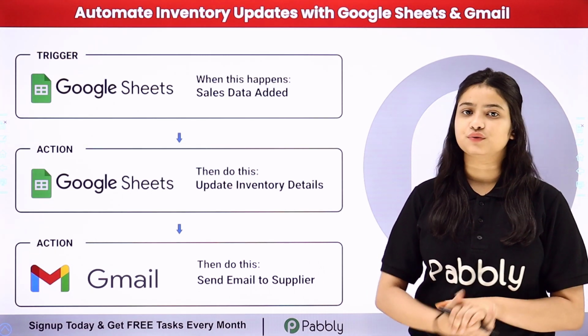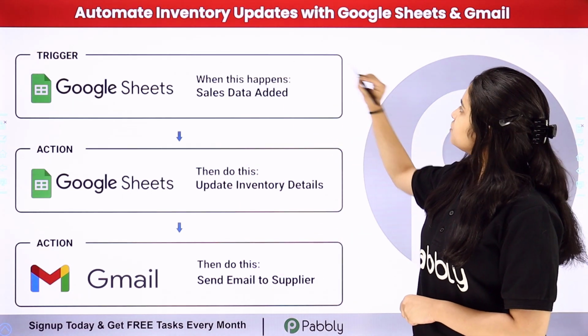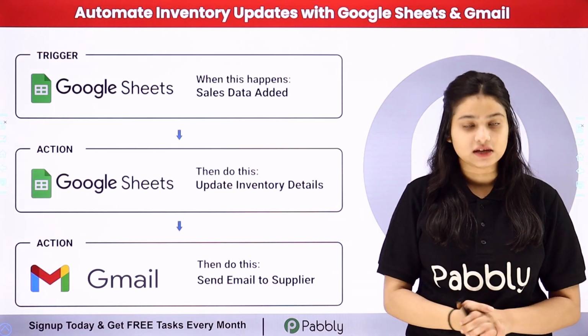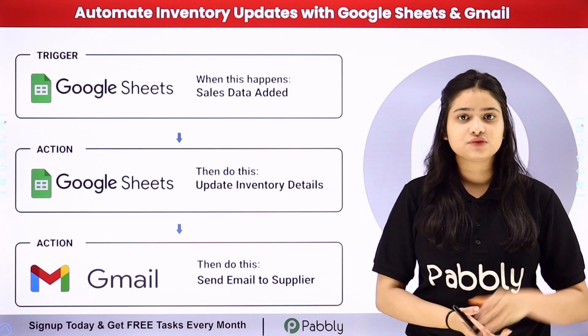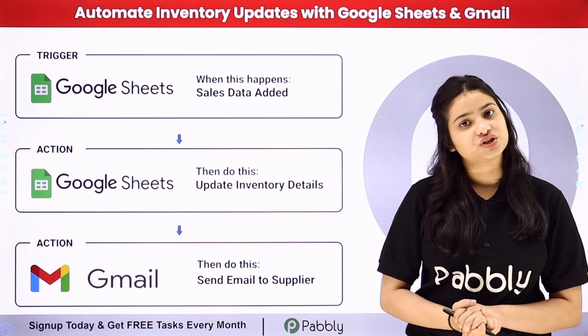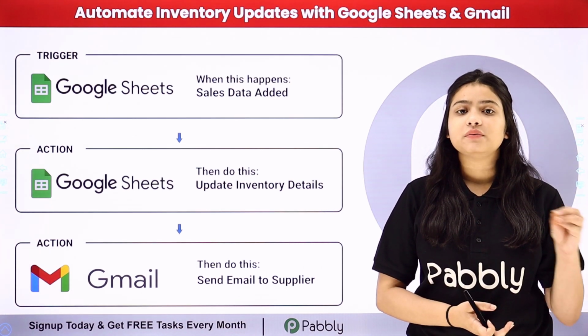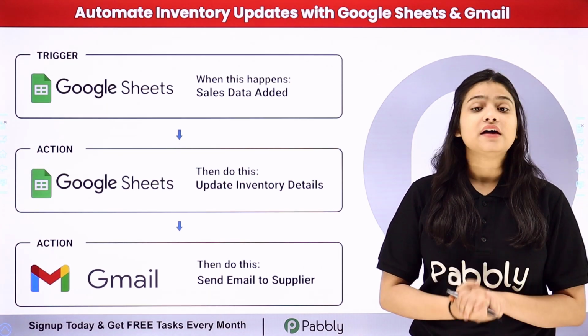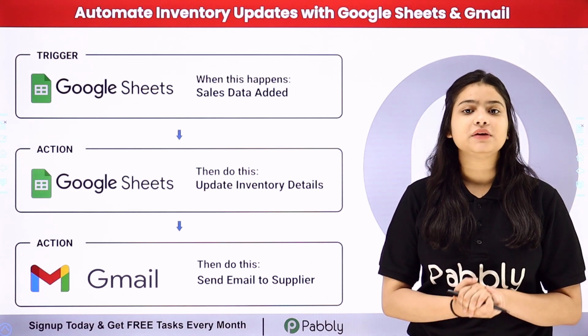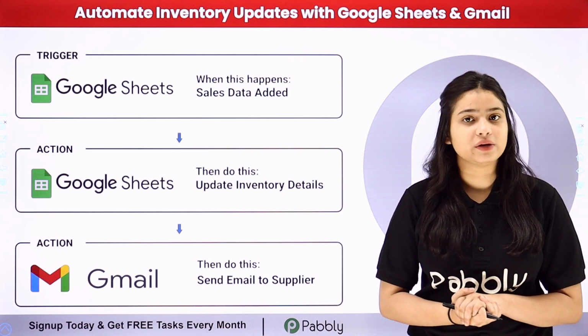In this video, we are going to learn how to automate inventory updates with Google Sheets and Gmail. So I am managing two spreadsheets, one for sales and the other for inventory. Now I want that whenever data is added to the sales sheet, then automatically, according to the quantity being purchased, the inventory sheet should also be updated.